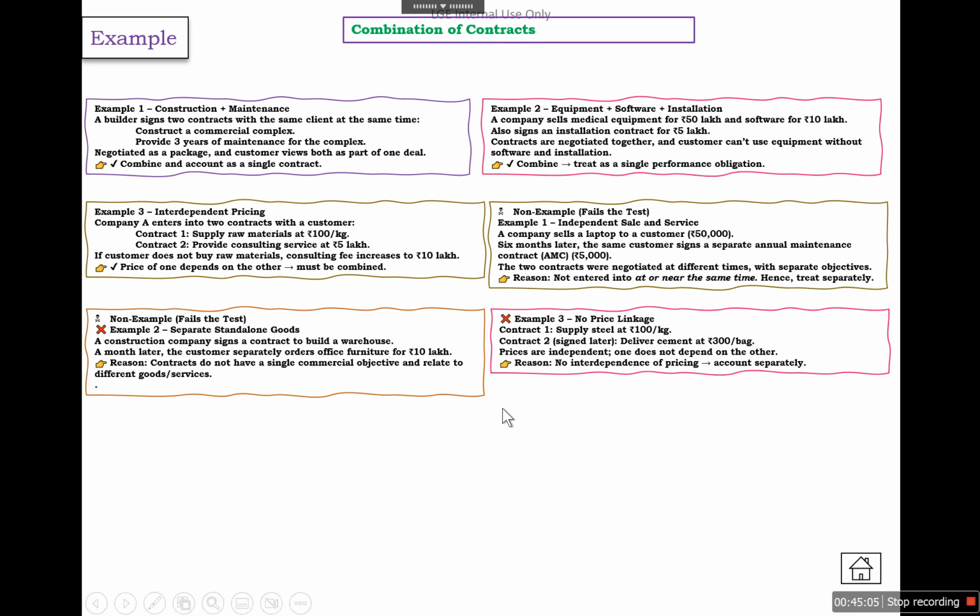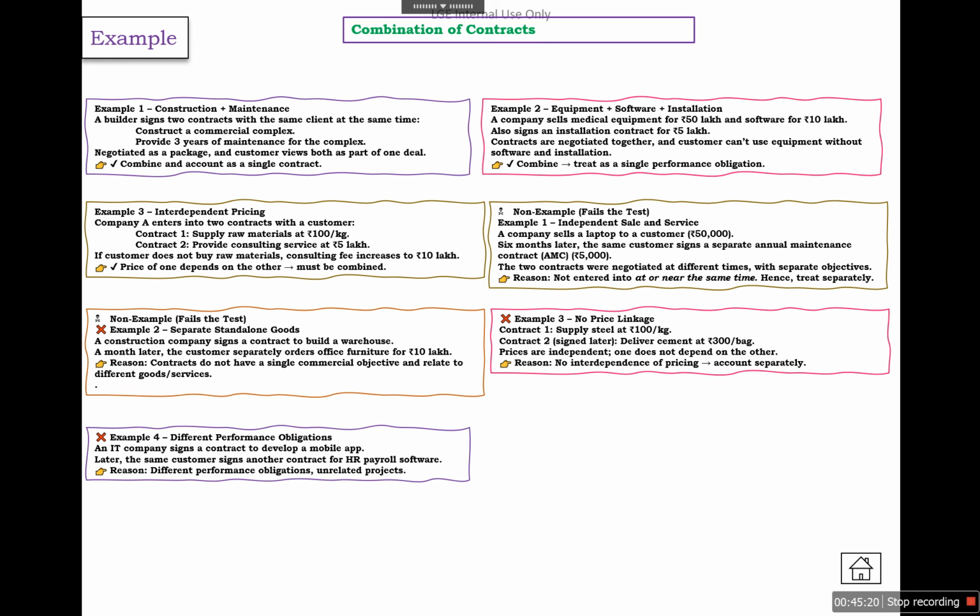Next is contract 1 is to supply steel at 100 kg. Contract 2 is signed later to deliver cement. So both are different goods. Prices are independent, not interdependent. Okay. So it should be accounted as separate.